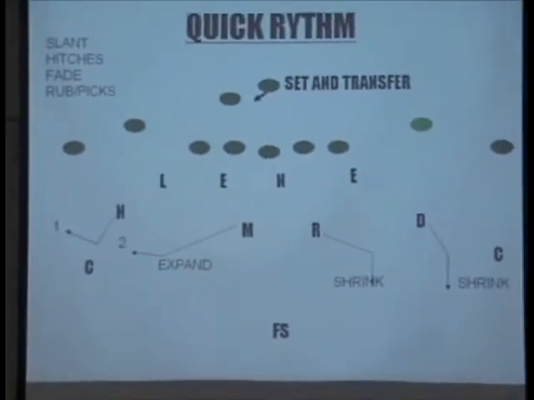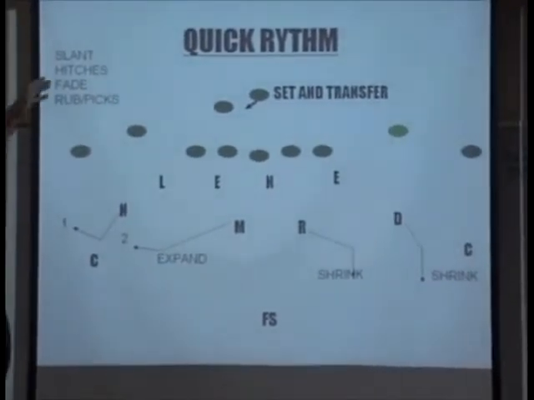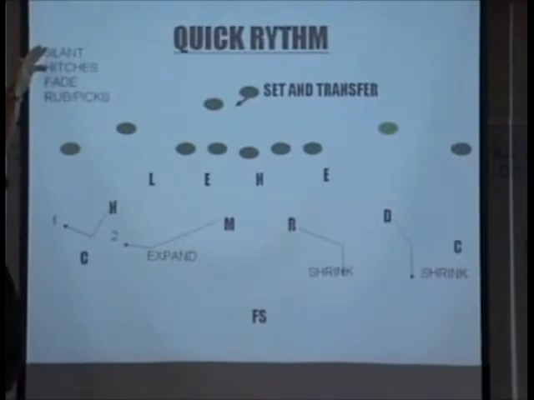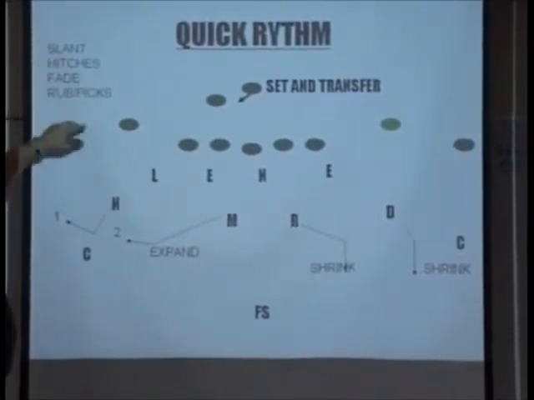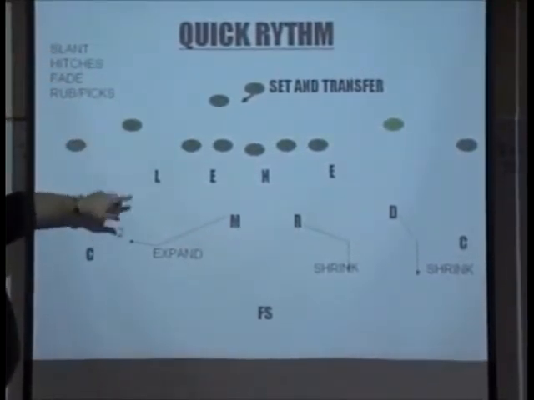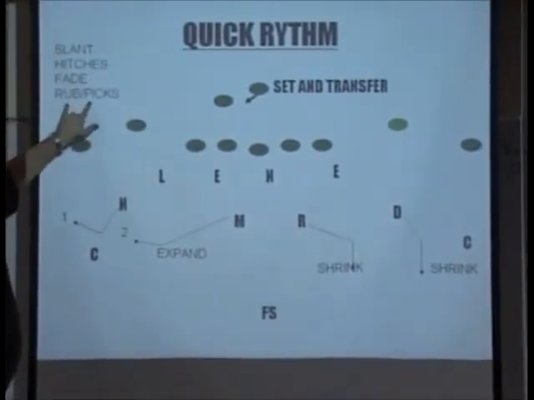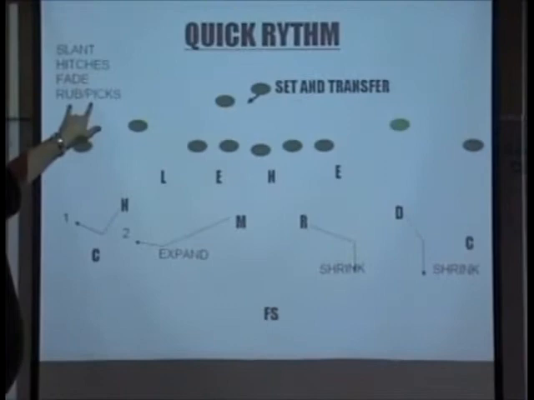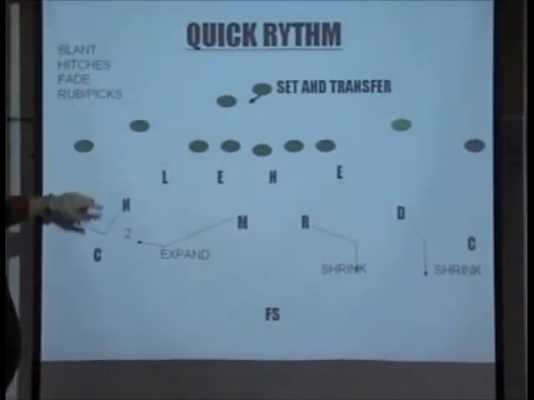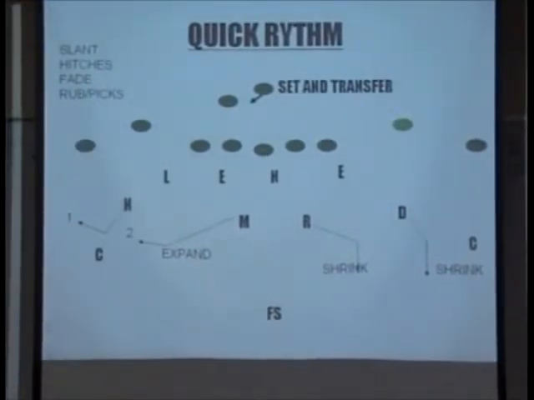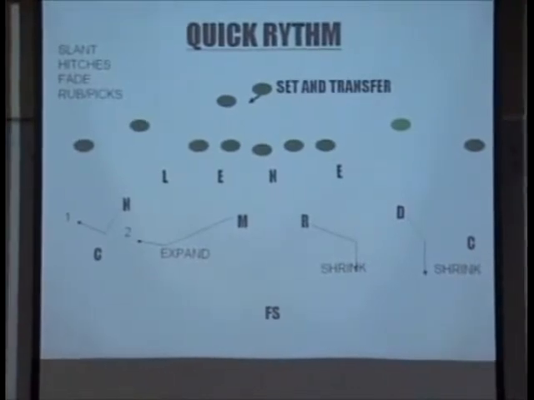Quick rhythm. What are we talking here? Again, you're talking slant. It can be slant bubble, it can be double slant. Whatever. They're throwing slant, hitches, fade, or something where you can get rubs and picks in the spread game. There's a general picture right there on a set and transfer.